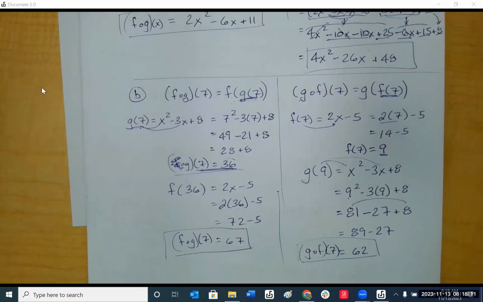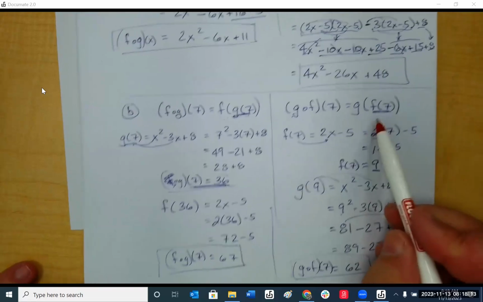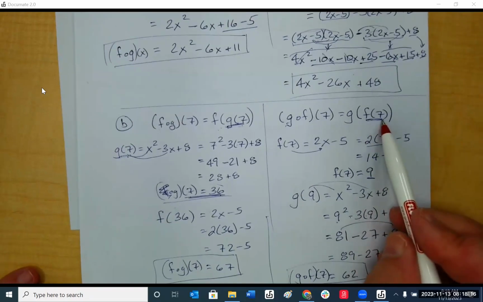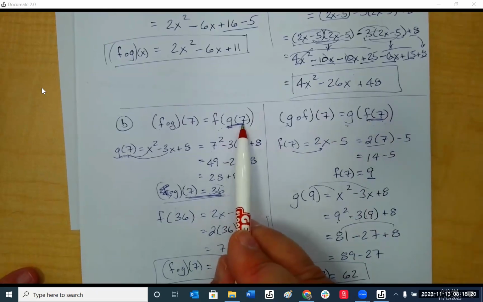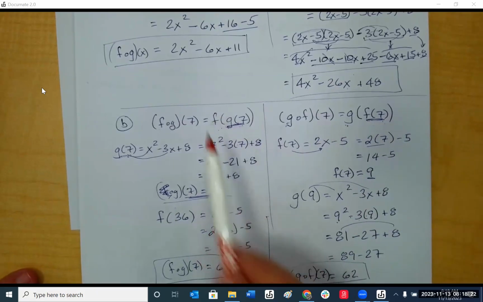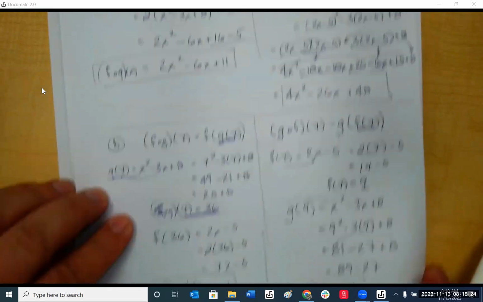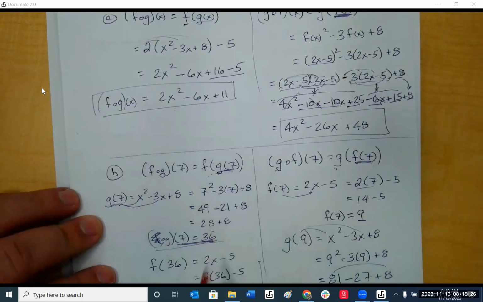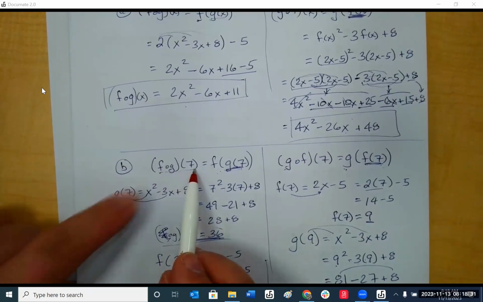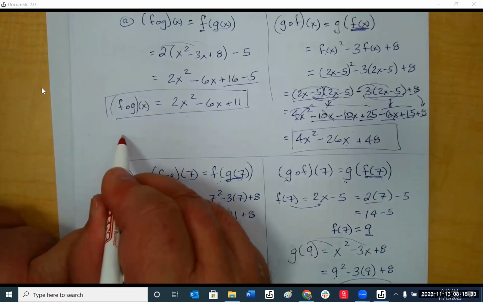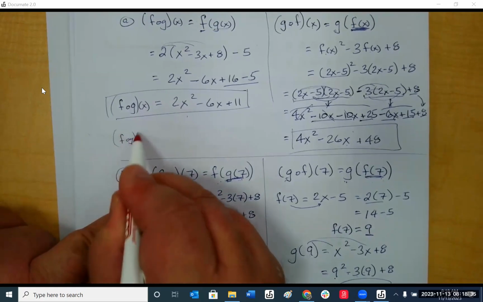Yeah, it's just plug and play. We first have to find f of 7. Once we find f of 7, whatever that value is, we put into the g. Find the g of 7, whatever that is, put in. We can do it that way. That's a short way. Or we can plug it in here. Since we're looking for f of g of 7, we can just plug it in here. f of g of 7.